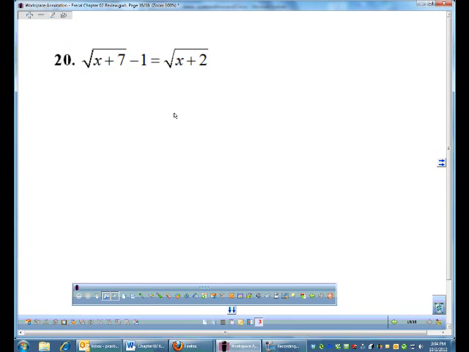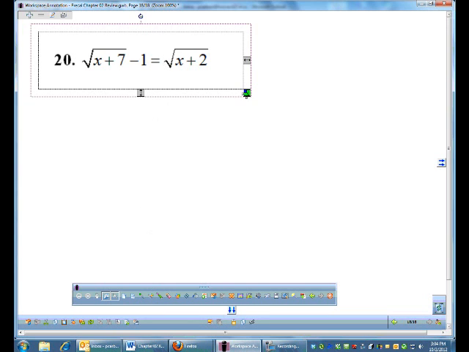And then number 20. This one is a pain because we have 2 radicals, which means it's going to take a little bit of time.